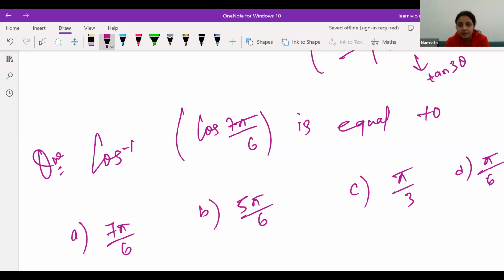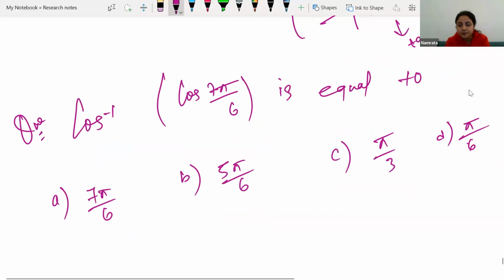Anyone from here? Which option is the correct option? A. Cos inverse cos is 7 pi by 6. Is it so? Yes. Let me know what exactly you are thinking. Will it be 7 pi by 6 or no? No. Why?